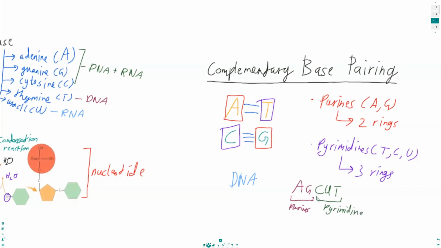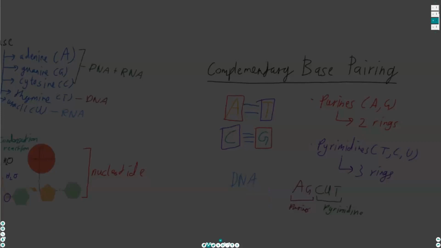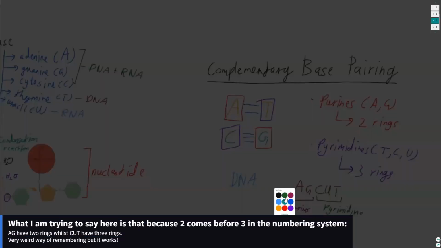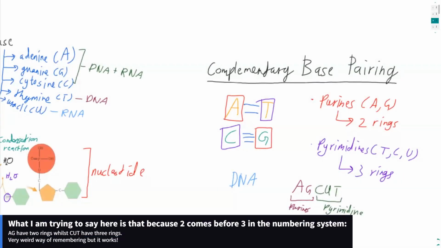I also remember it like this, because you can remember it as 2 rings, 3 rings: purines have 2 rings here, and then pyrimidines 3. 2, what comes first? 2 and then 3. So AG cut. There you go. It's a really weird way of memorizing it, but that's how I memorize it.